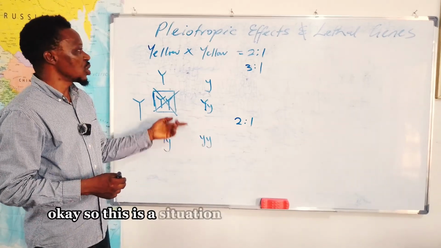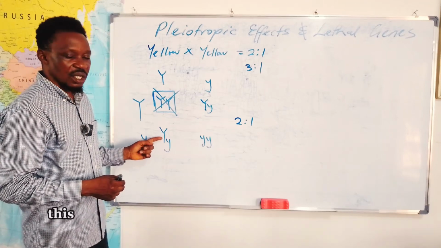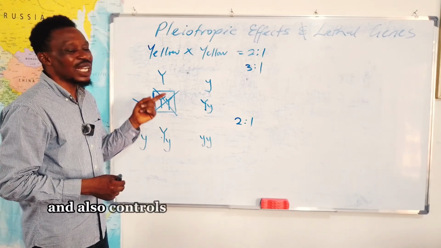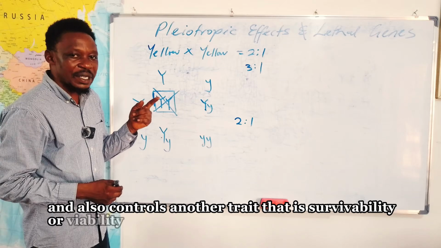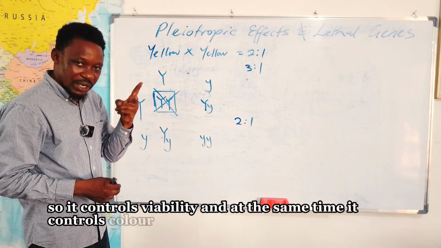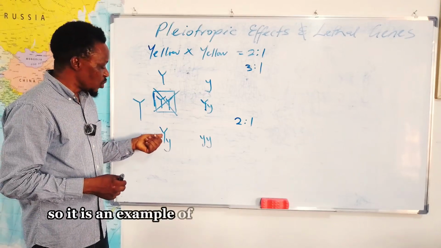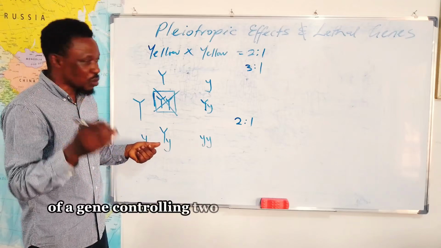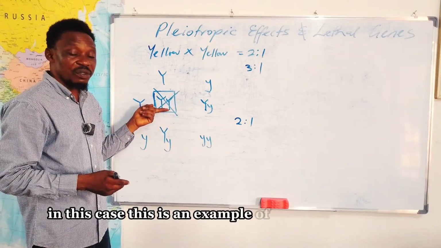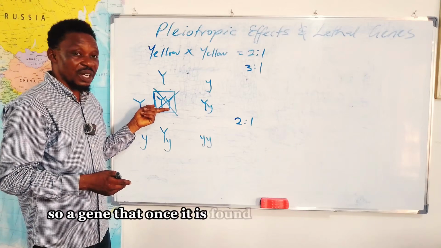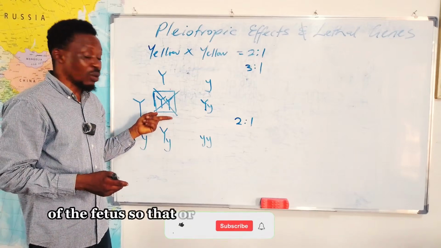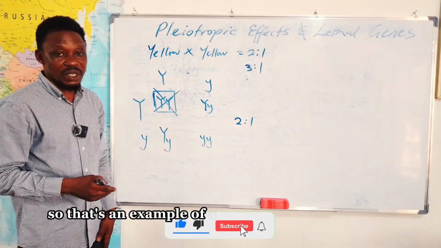So this is a situation whereby one gene, this capital Y, controls color and also controls another trait, that is survivability or viability. So it controls viability, and at the same time it controls color. So it is an example of a gene controlling 2 traits, that is pleiotropy. And a lethal gene, in this case, this is an example of a lethal gene. A gene that, once it is found, leads to the termination of the fetus or the embryo. Okay, so that's an example of a lethal gene.